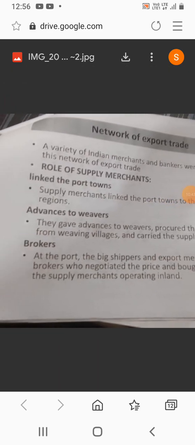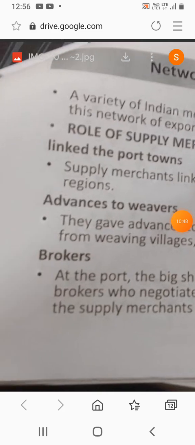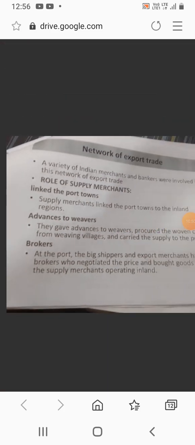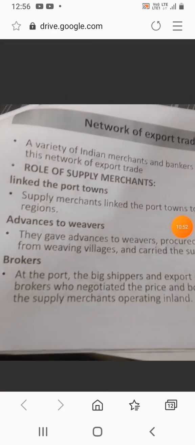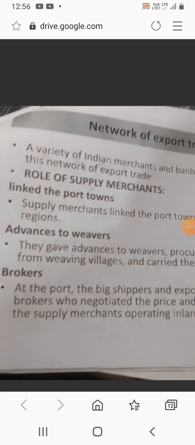Suppose one question is on the network of export trade. See how easy it becomes. These 3 black headings, if you remember, you are getting 3 marks easily. How? Now you will write the explanation on your own, but these point headings will attract the examiners.